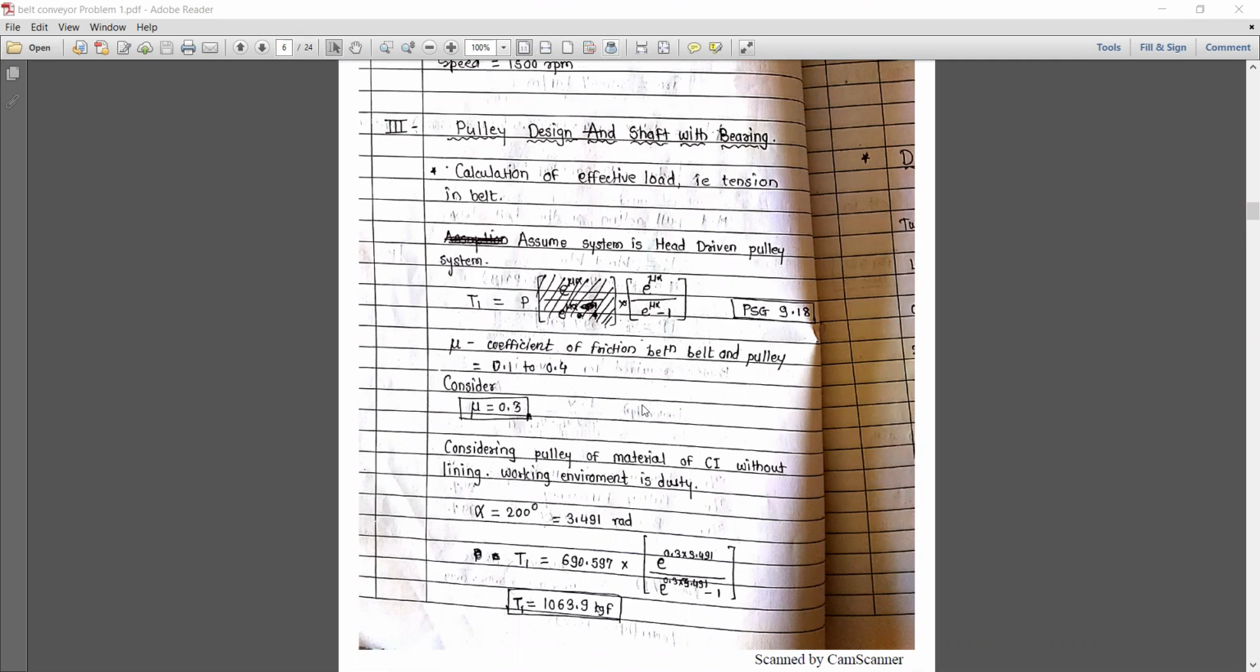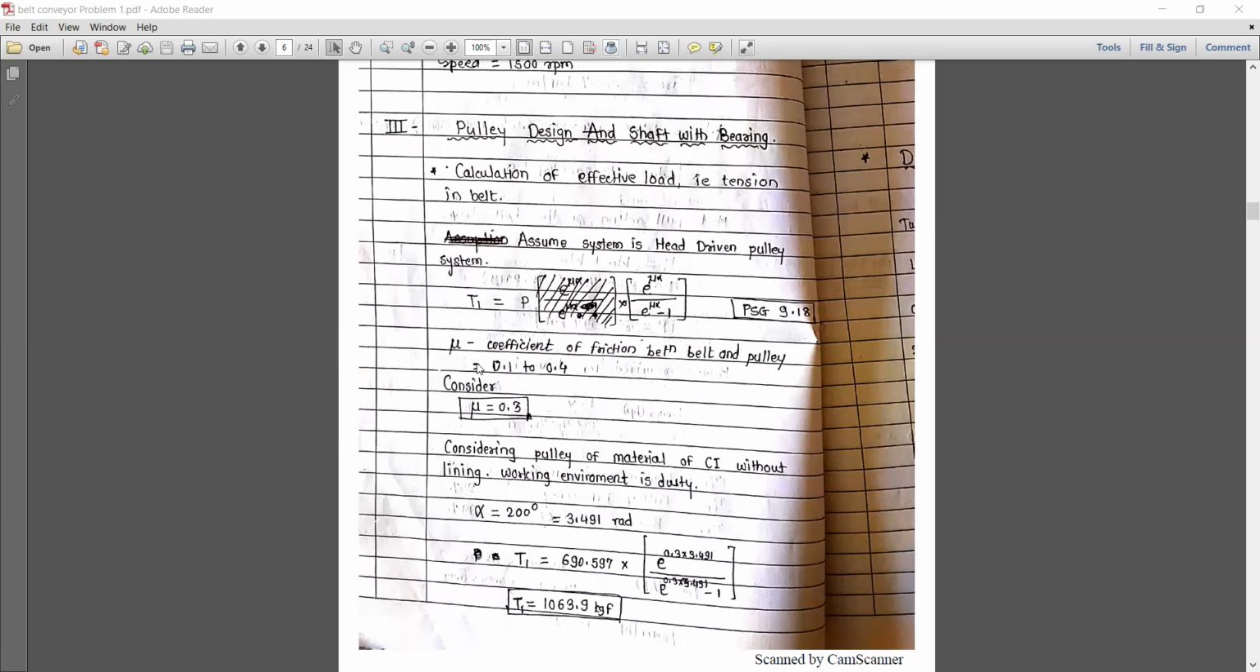Now calculating the effective load during transmission is very important to maintain the tension. So for the head drive system, we calculate the tensions by assuming that the driving pulley is at the head, driving the driven pulley. Referring to the PSG data book page number 9.18, T1 is equal to P into e raised to mu alpha divided by e raised to mu alpha minus 1.